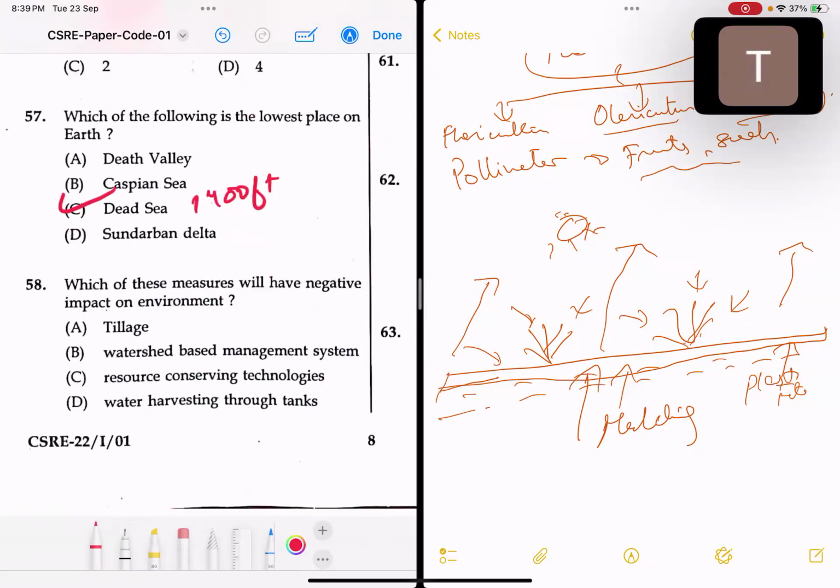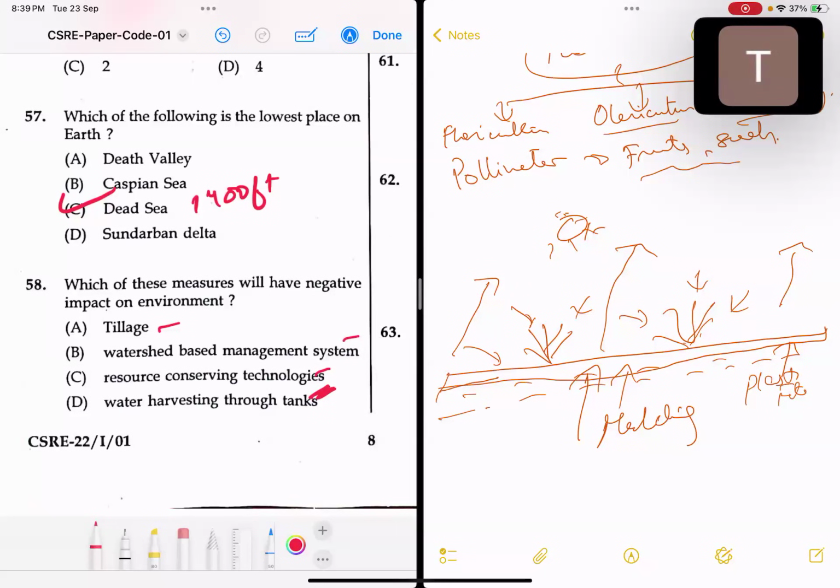Question number 58. Which of these measures will have a negative impact on environment? Now we have to see here 4 actions have been given and we have to see which has a negative impact. Now, water harvesting through tank does not have any negative impact on environment, right? In fact, when we conserve water, that water can be used for addressing environmental issues, like if there is desertification or if there is an excessive dry period. So that can be used to address environmental issues. So this cannot be the negative impact. Resource conserving technology.